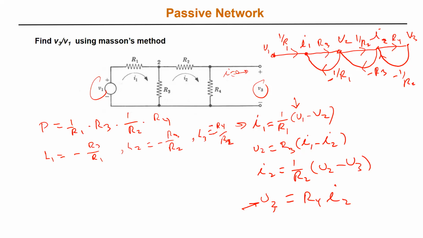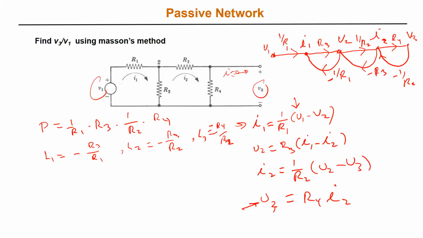Doctor, when we write the path, we don't consider I1 and V2? No, we consider them, those are the variables. But if you remember, in the path we take the gains only. We multiply the gains, we don't multiply the variables. We take the gain associated with those paths.